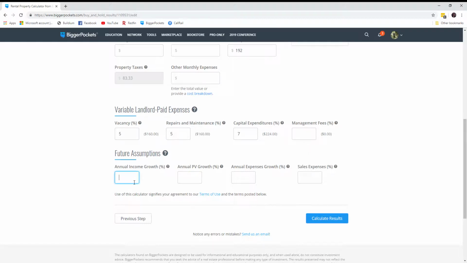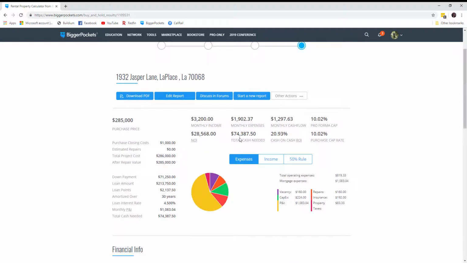And a lot of people like to put in annual growth here. I don't do that, because I only do it for my lender because it makes things look nice to my lender. But I don't say that the rents are going up right here. I don't say that the property value is going up. I just leave it blank. That's just me. So we're going to calculate the results and see what it spits out.